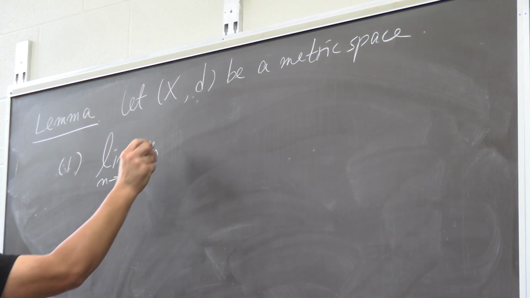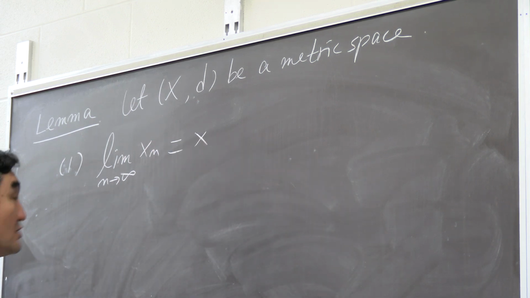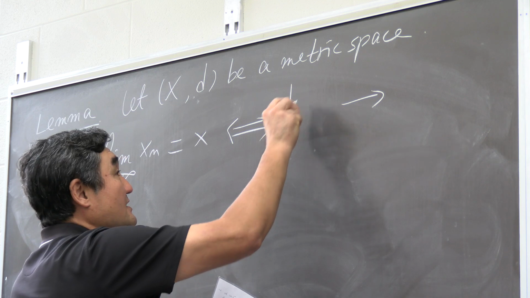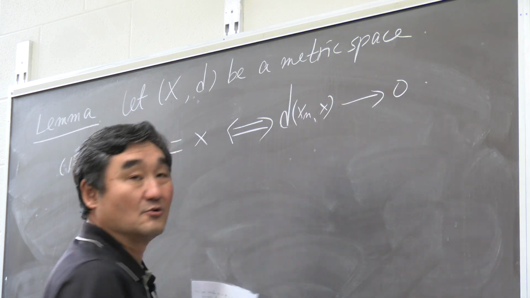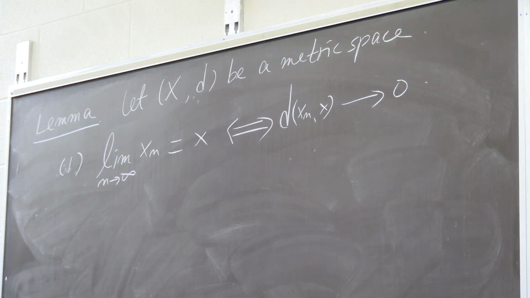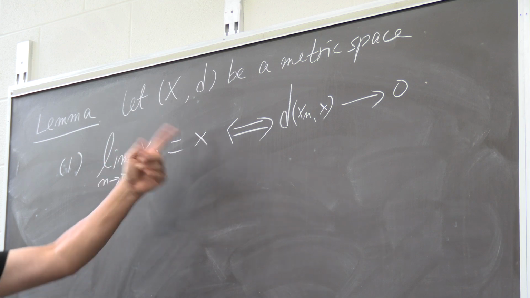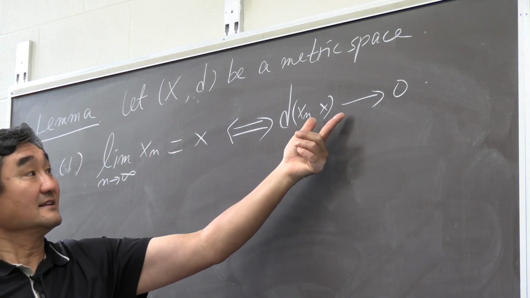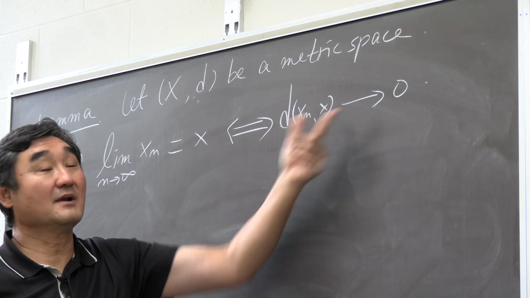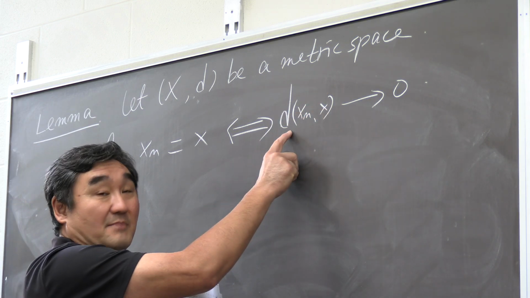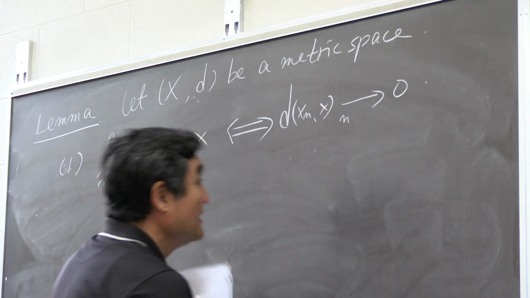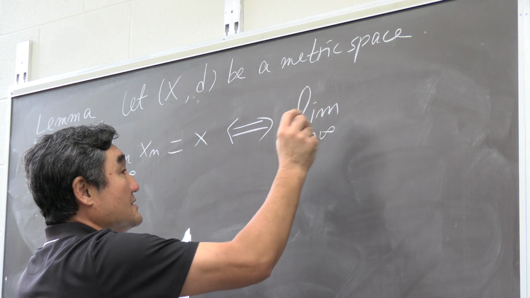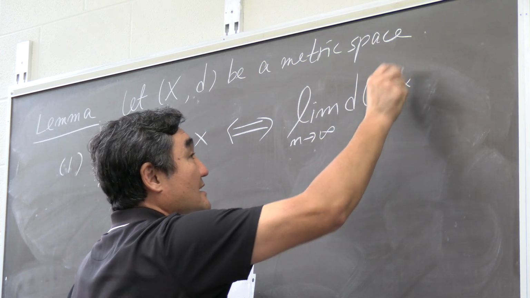Convergence of the sequence X of n to X on the metric space is equivalent to the convergence of the distance between X of n and X to 0 on the real number line. That's a very trivial relation. If you look at the left-hand side, that's about the convergence on the metric space. But the right-hand side is the convergence on the real number line, because the distance between X of n and X is a real number. Let me put it this way: the limit as n goes to infinity of the distance between X of n and X converges to 0.